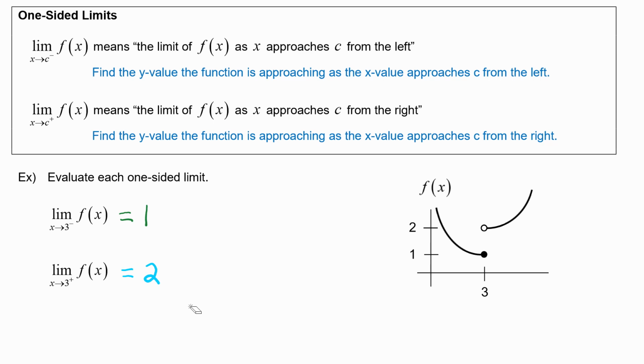And remember, these are one-sided limits. We know they're one-sided because of this notation where we either have a negative sign or a positive sign up in the exponent position. And these limits only look at one side, meaning you're either approaching from the left or you're approaching from the right. And it's okay that they came out to be different values. Sometimes they're the same, sometimes they don't exist, sometimes they're different values.